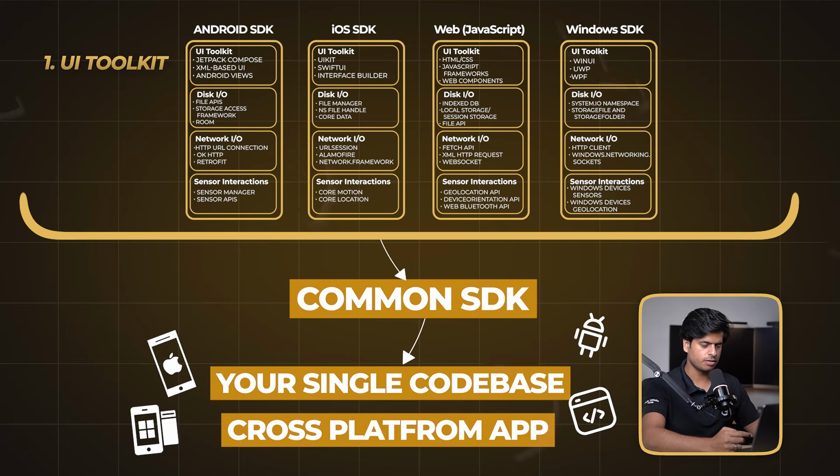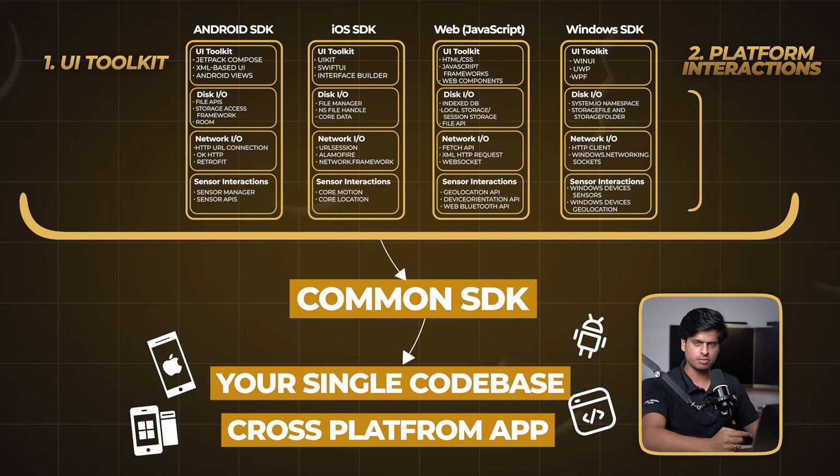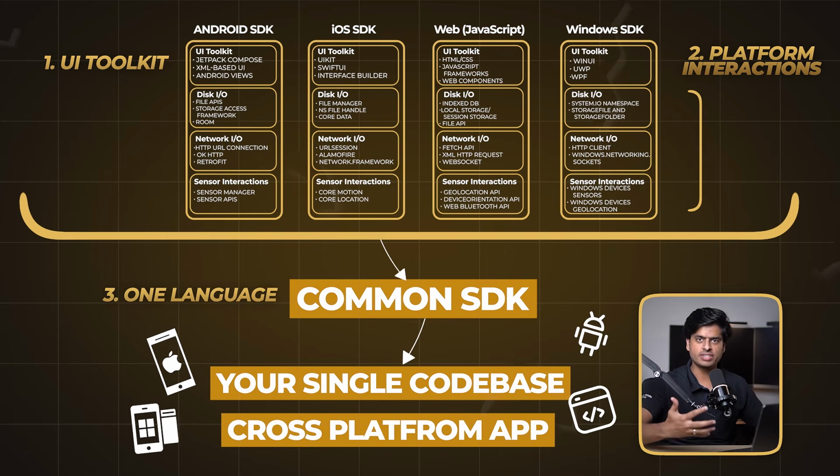So one is the UI toolkit, like painting the pixels on the screen. Then the second one is platform interaction, which is like disk IO, network IO, or sensor interaction, or things that are related. And the third one, or actually the primary one, is the language itself, like the coding language. But the real fun actually lies with how each of these technologies approach the problem.